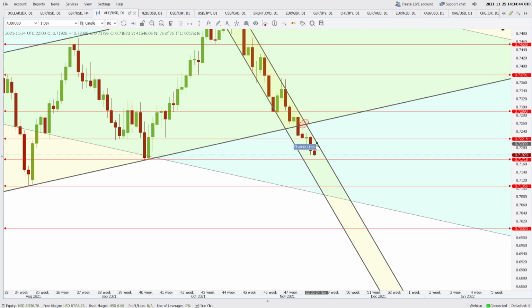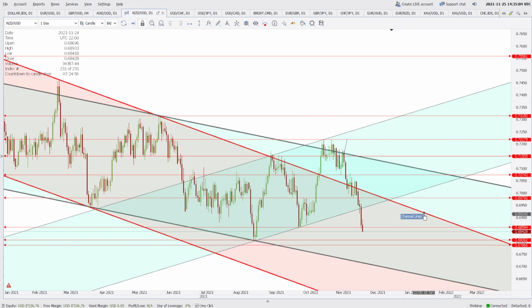So there were so many resistances for the Australian dollar here in this zone, and the follow up is almost perfect, and any close below 0.7171 will expose 0.7105 in this market. And on the higher side we have resistance now at 0.7221 in the Australian dollar.